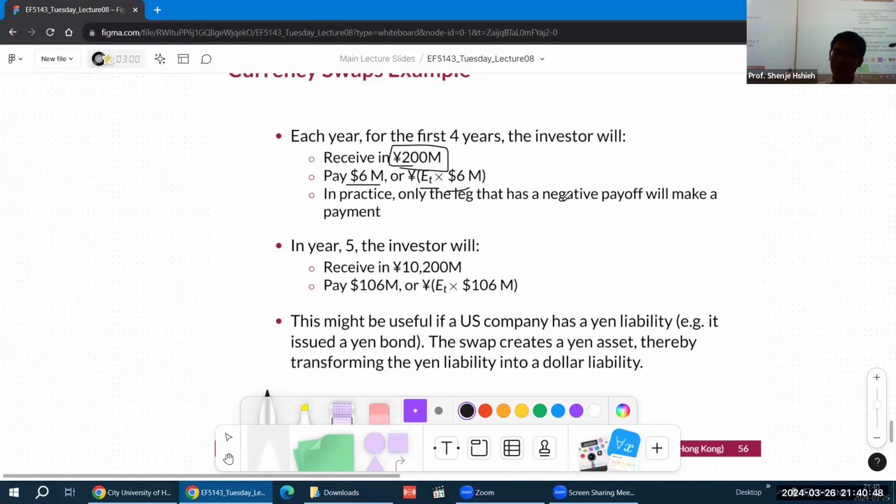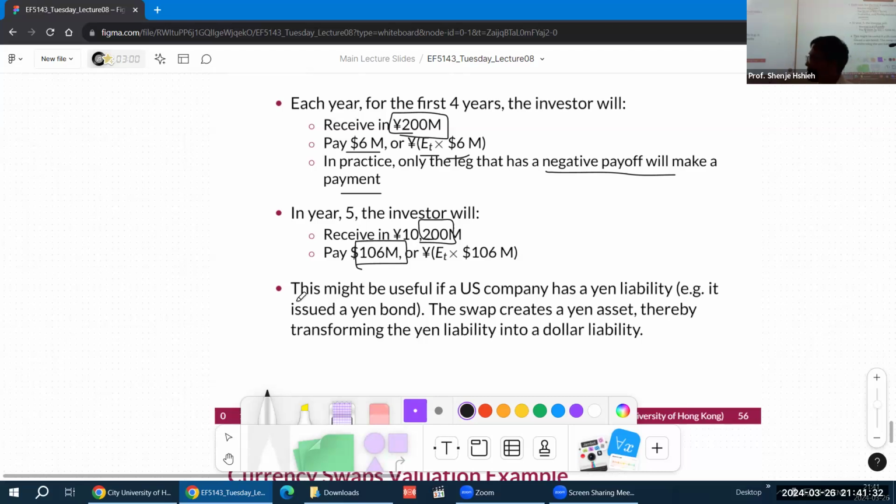So in practice, only the leg that has a negative payoff will make a payment. But at the contract initiation, the 2 cash flows cancel out, right? They must cancel out, otherwise you would never agree to this. In the final year, each investor will receive their respective notional amounts. So if you are long yen, you will receive the 10 billion yen plus the 200 million interest payment, and your counterparty will receive 106 million, or in yen, whatever the prevailing exchange rate is at time t equals 5.